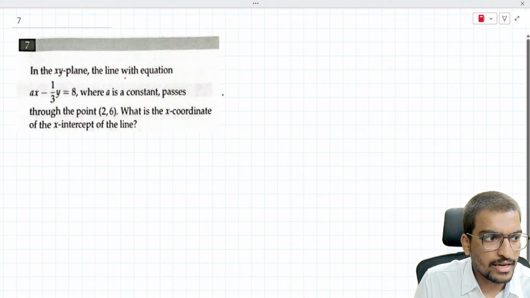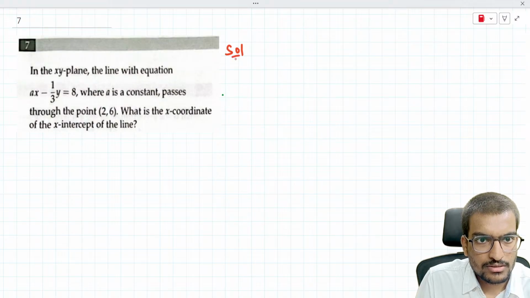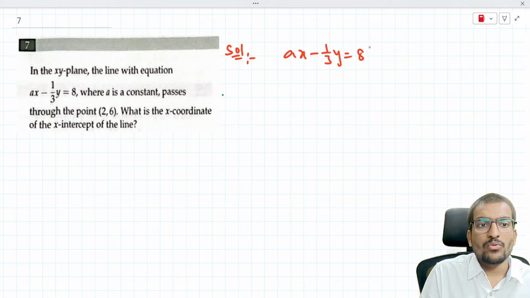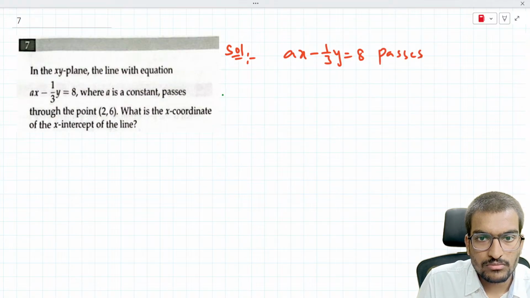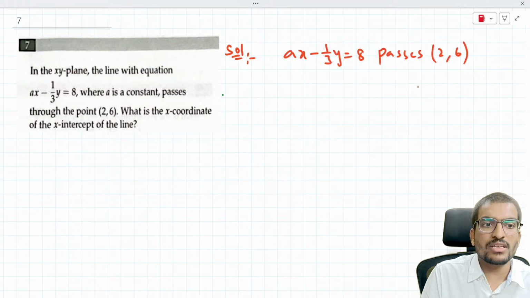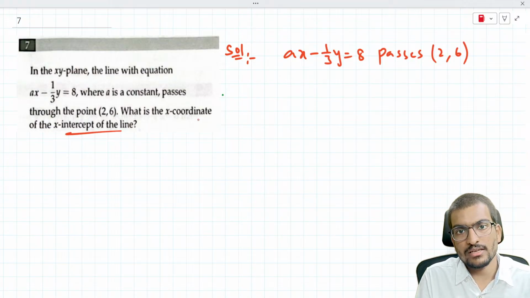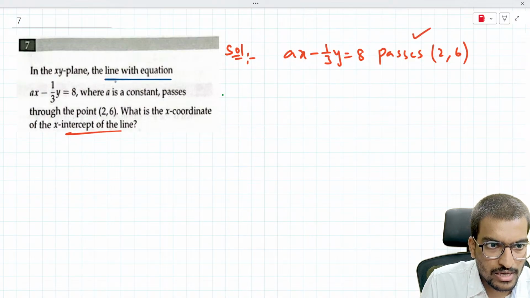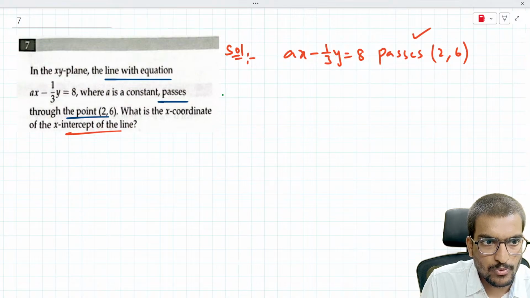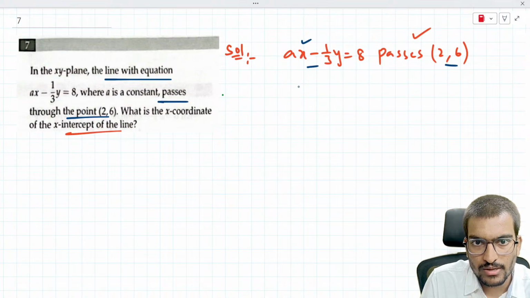Now in the xy plane, the line with equation ax minus 1 by 3y equals 8, where a is a constant, passes through the point 2, 6. What is the x coordinate of the x-intercept of the line? If the line passes through this point, we can use this point to get the value of a. So a into the x value 2 minus 1 by 3 into the y value 6 equals 8.